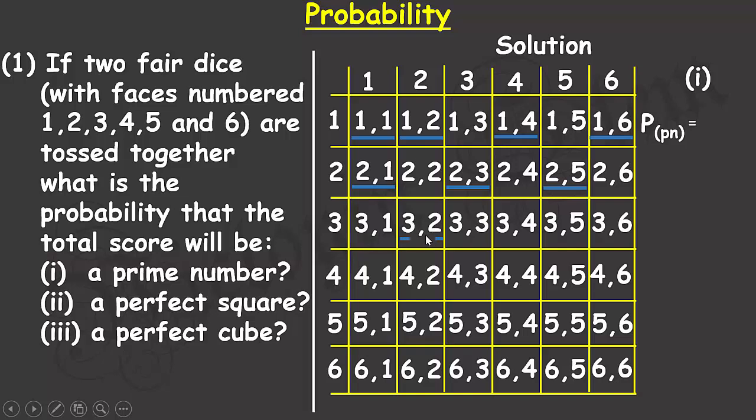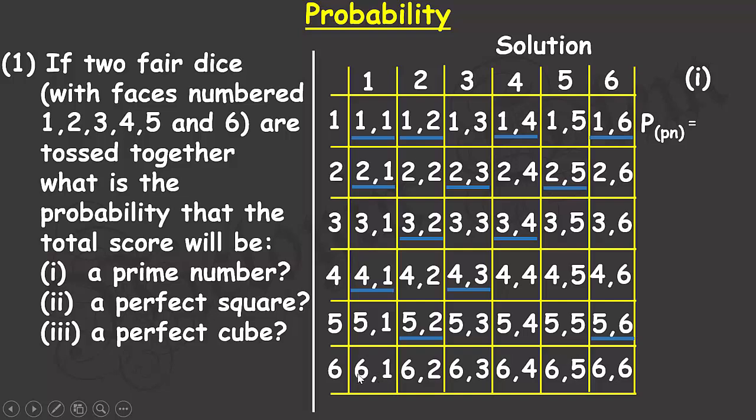3 plus 2 is a prime number, 5. 3 plus 4 is a prime number, 7. And that's all for this row. The next row, 4 plus 1 is a prime number, which is 5. 4 plus 3 is 7, a prime number. And then that's all. The next row, 5 plus 2 is 7, a prime number. I'll underline it. And then 5 plus 6 is 11, which is also a prime number.